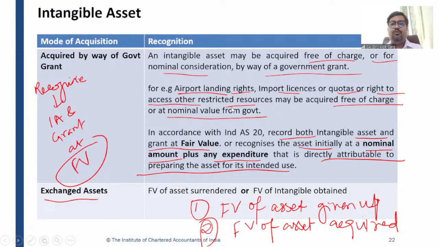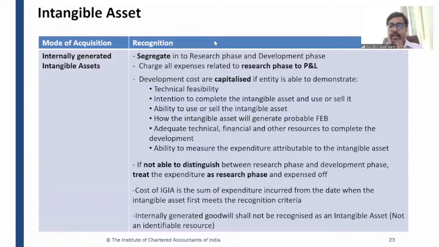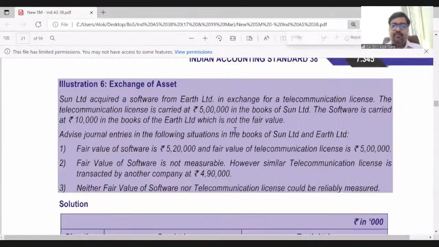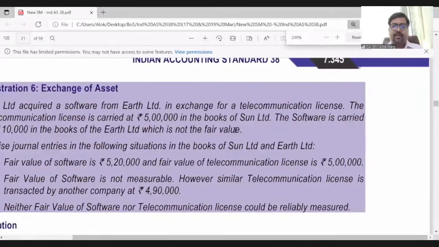So friends, let's do a case study from Ind AS 38 Intangible Assets. Study material on exchange of assets, right? I hope it is clear to everyone, guys.